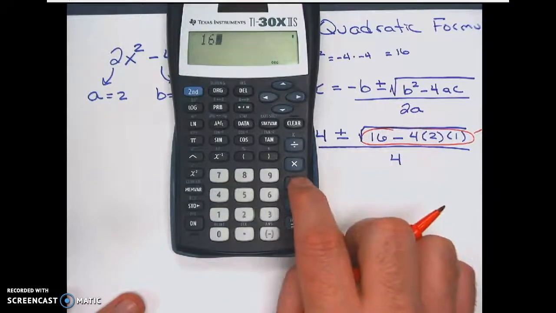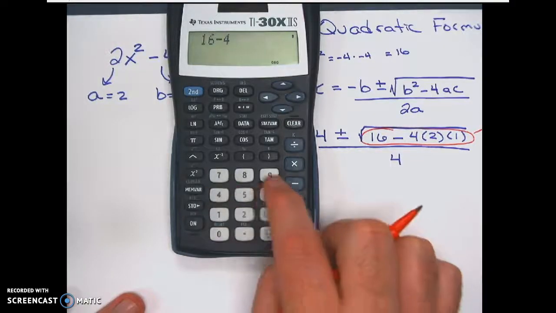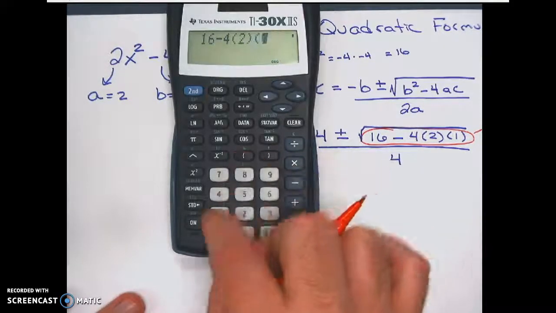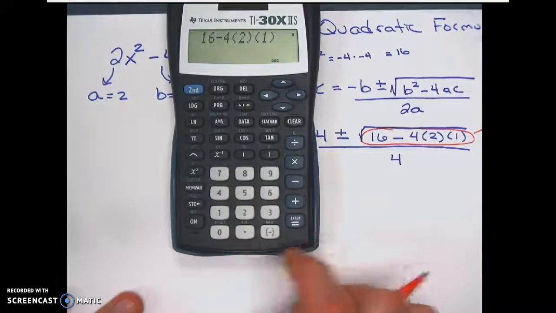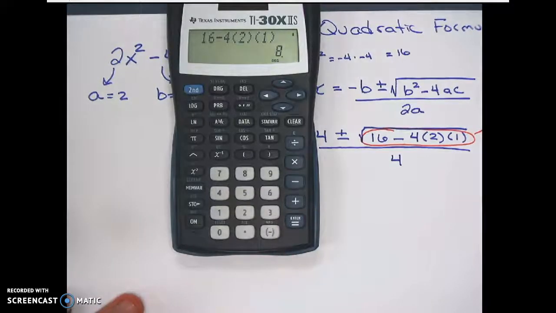So when you do it, you got to make sure you use that one right there. Minus 4 times 2 times 1. And you can use the parentheses if you want. Once you do the inside, you just hit enter, and it's going to tell you what the inside of the square root is. I got 8. I don't know if that's what you guys got.